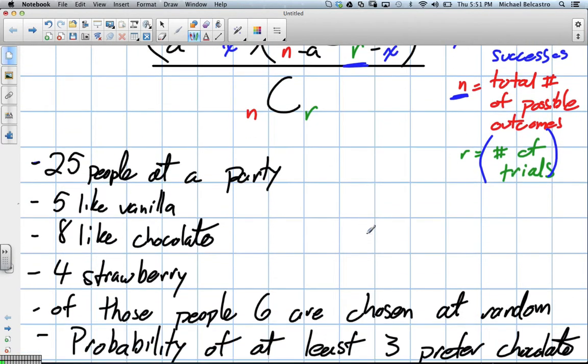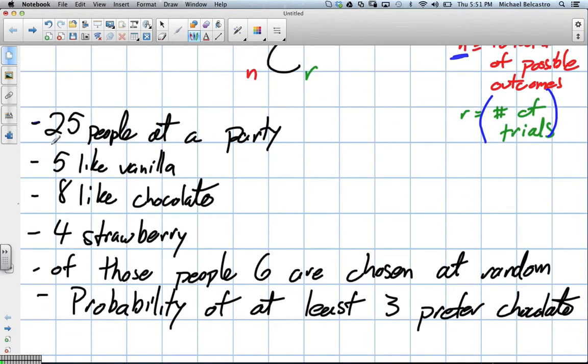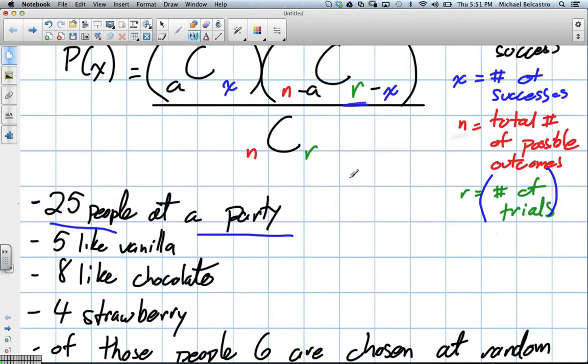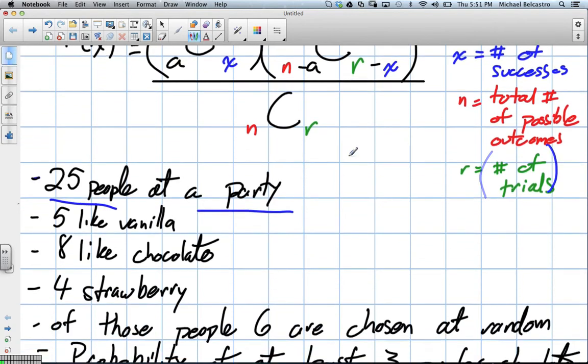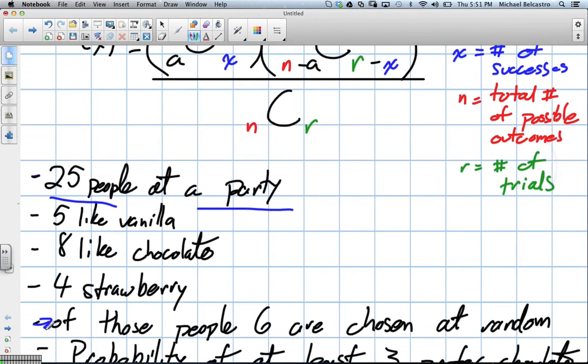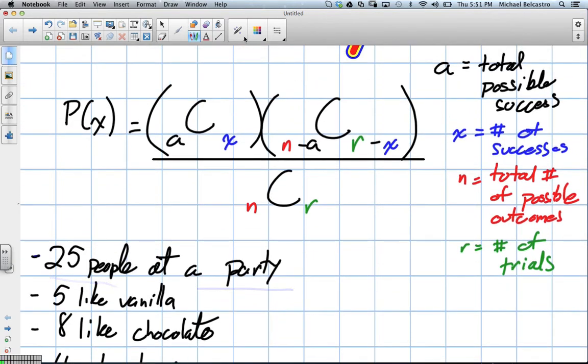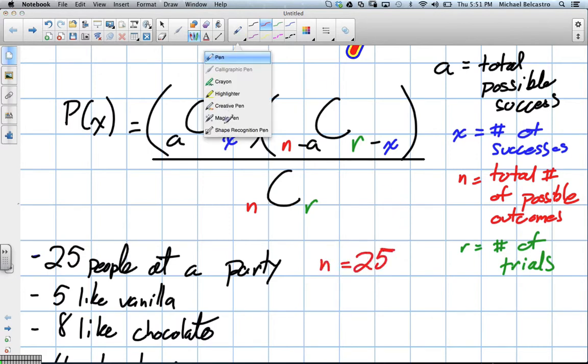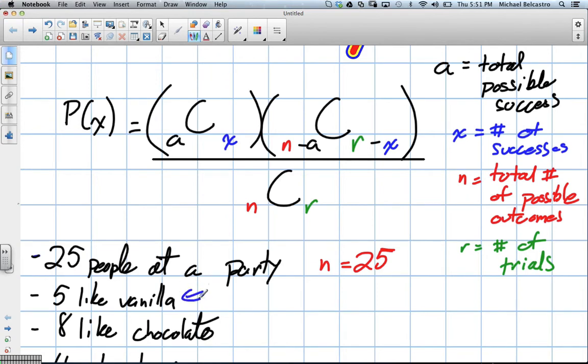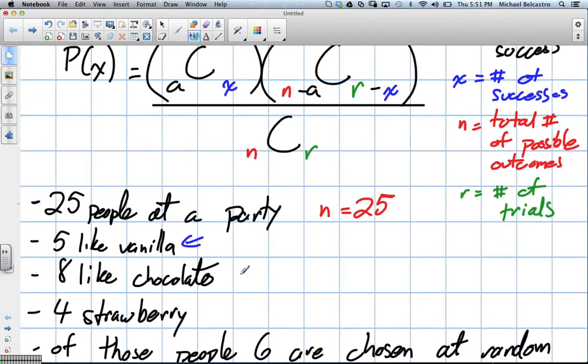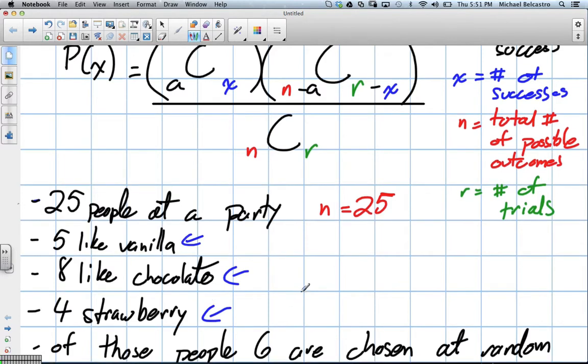So let's go over our word problem here. There are 25 people at a party. In this question, if we jump down to the second last part, of those people, they've chosen all 25 of those people. So if there's a total of 25 outcomes, this piece of information tells us that N is 25. Okay? 25 people at a party, 5 people like vanilla, 8 people like chocolate, 4 people like strawberry, and these are types of ice cream.